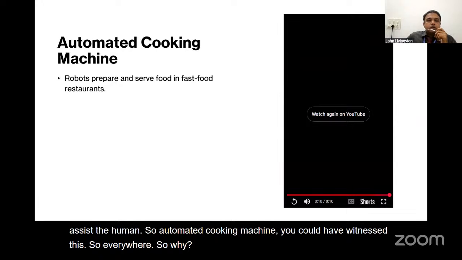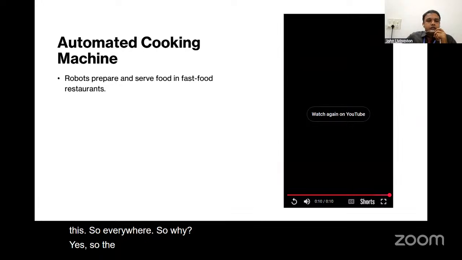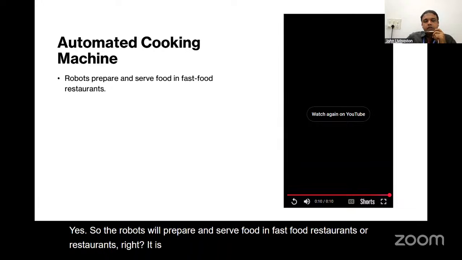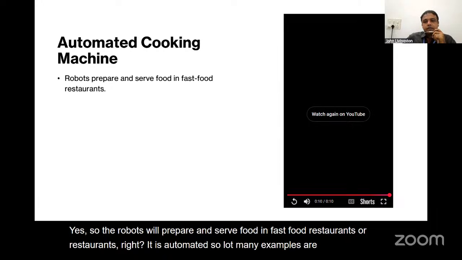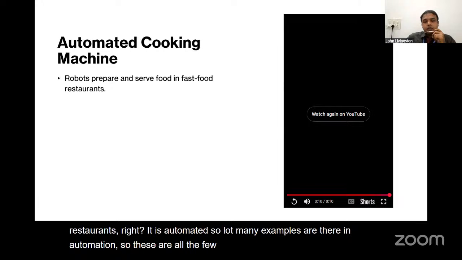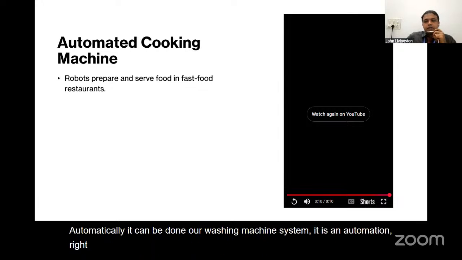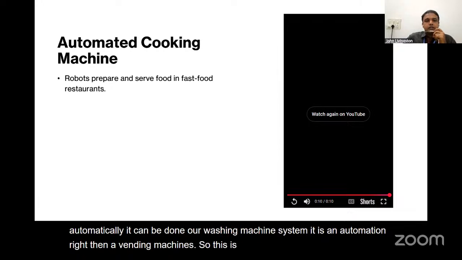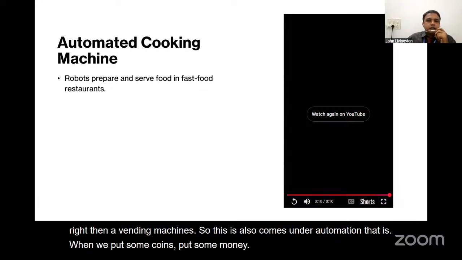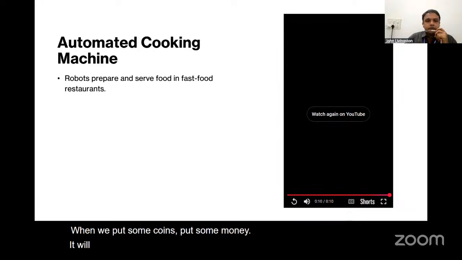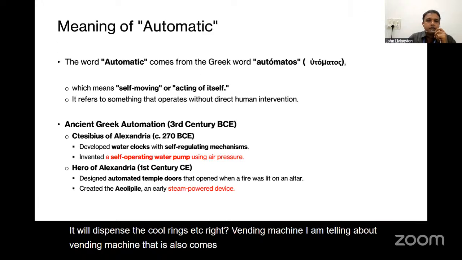So the robots will prepare and serve food in fast food restaurants or restaurants, right? It is automated. So a lot of examples are there in automation. These are a few examples. Automatically it can be done. Our washing machine is an automation, right? Then vending machines also come under automation. When we put some coins, some money, it will dispense cool drinks, etc. I'm talking about the vending machine. That also comes under automation.